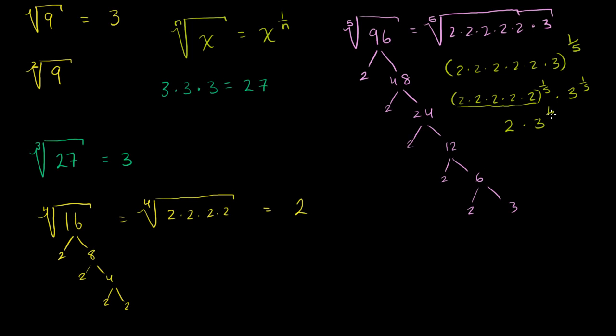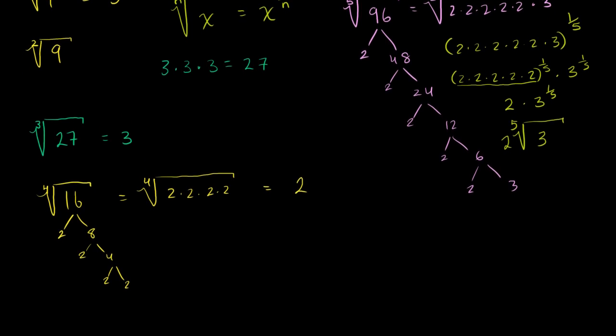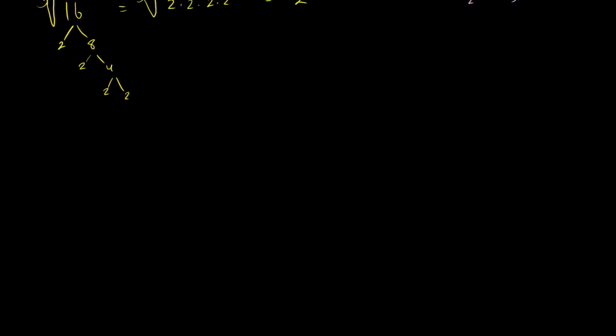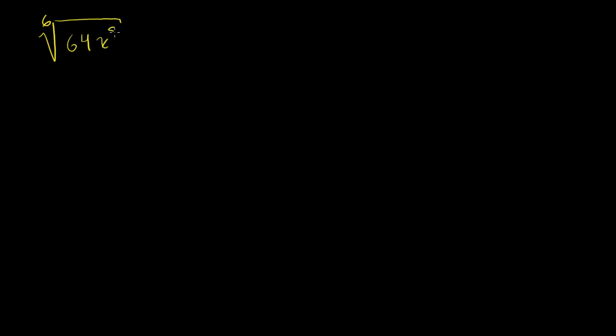2 times 3 to the 1/5, which is simplified about as much as you can simplify it. But if we want to keep it in radical form, we could write it as 2 times the fifth root of 3, just like that. Let's try another one. Let me put some variables in there. Let's say we wanted to simplify the sixth root of 64 times x to the eighth.